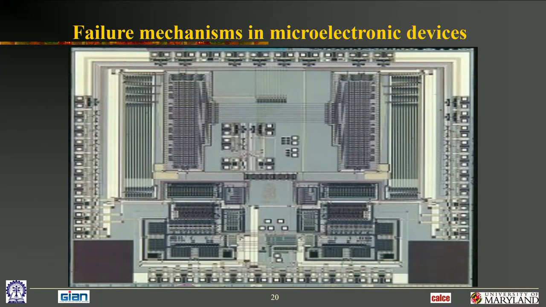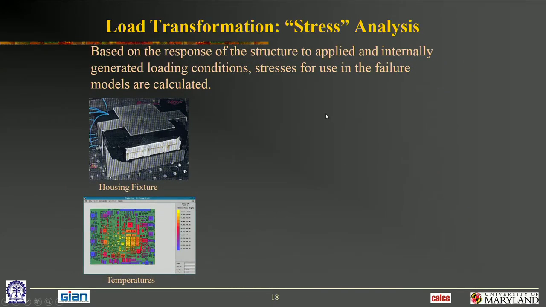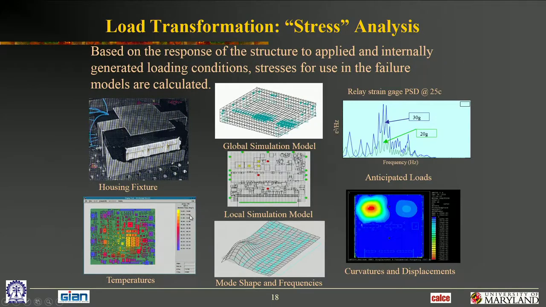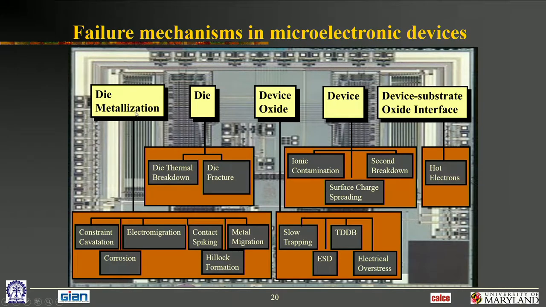Okay, so let's now talk about, in the physics of failure world, when I have a product like this, what am I looking for? Well, what are all the competing opportunities for failure? Well, if I'm an IC manufacturer, then that is my product, right? And I worry about where all can failures occur.